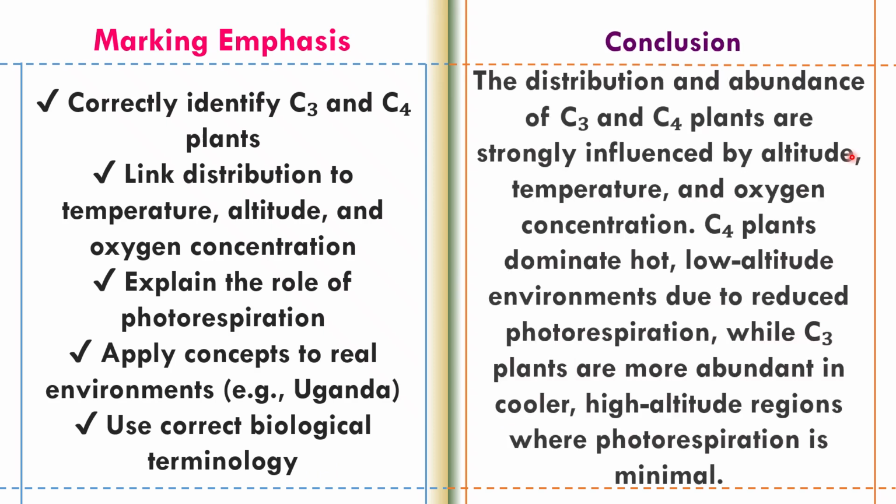Conclusion. The distribution and abundance of C3 and C4 plants are strongly influenced by altitude, temperature, and oxygen concentration. C4 plants dominate hot, low altitude environments due to reduced photorespiration, while C3 plants are more abundant in cooler, higher altitude regions where photorespiration is minimal.